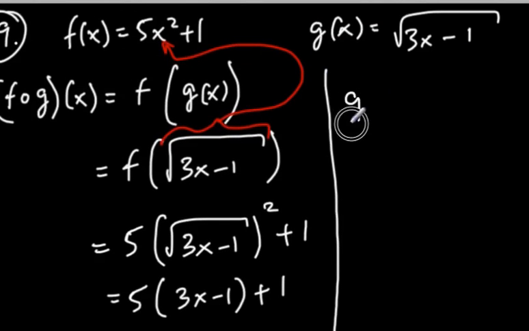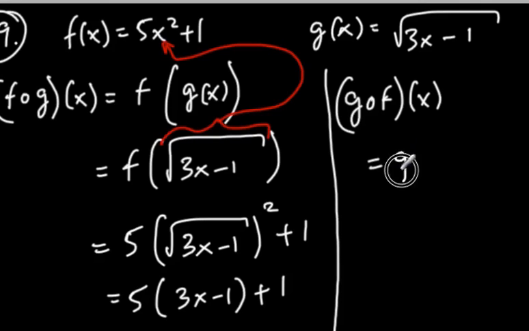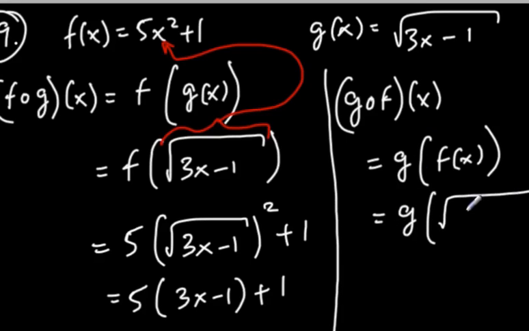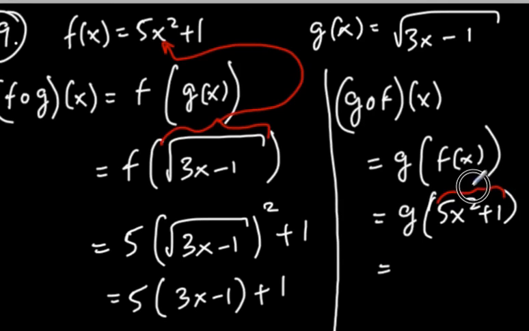Let's do g of f now. So g of f of x is basically the same idea. So g of f of x is equal to g of... oh, sorry, it's not the square root now, I'm doing f. So here we go. g of 5x squared plus 1, because that's what f of x is. It's simply 5x squared plus 1. And all I'm doing right now is taking this argument and substituting it right there into that x.